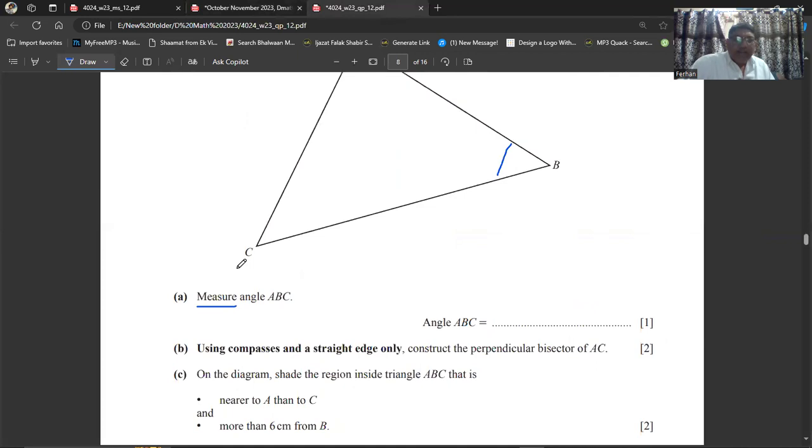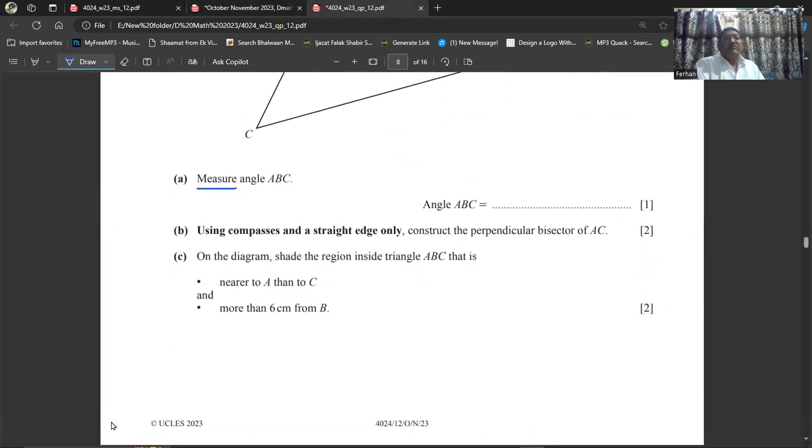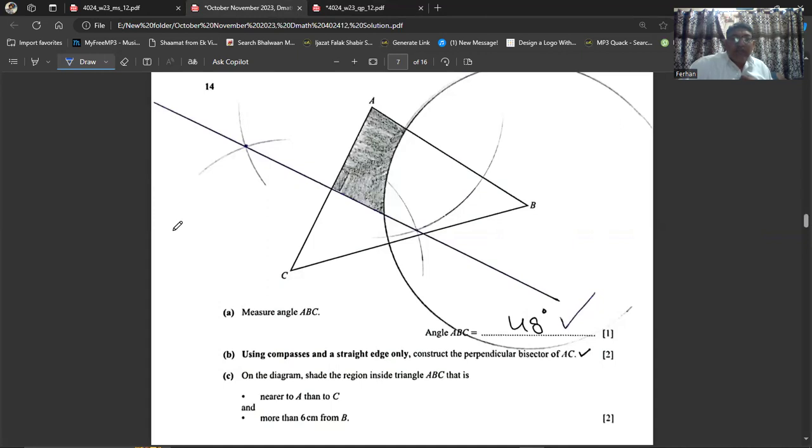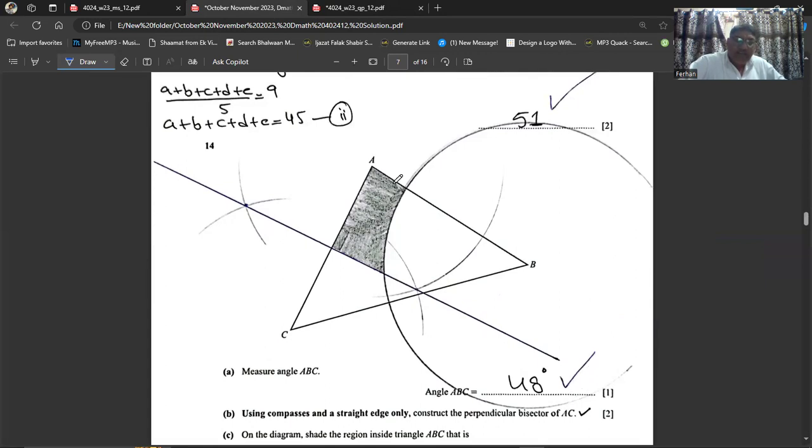Then it says, on the diagram, shade the region inside the triangle ABC that is nearer to A than to C. That means using the perpendicular bisector, you have to remain on the side where A is nearer than C. And then it says more than 6 centimeters from B. Whenever the distance from a given point is constant, you draw a circle on that point. So on B, I will draw a circle of 6 centimeters. You can see I have drawn this circle with 6 centimeters.